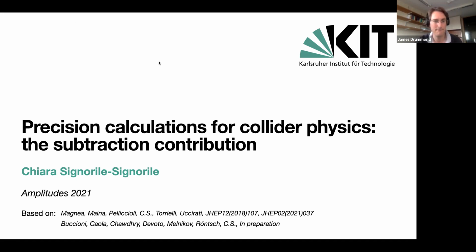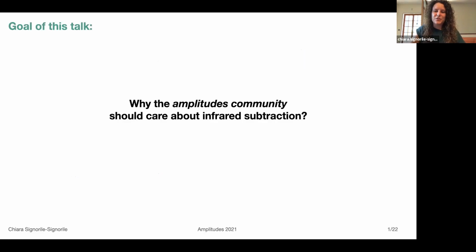Thank you very much for the nice introduction, and I would like to thank the organizers for giving me this amazing opportunity to talk a little bit about subtraction schemes and their contribution to precision calculations for collider physics. So in the next 20 minutes, I will try to answer the question why the Amplitudes community should care about infrared subtraction. I know it is a bit of an unusual topic for Amplitudes, but I still think there are some interesting aspects to discuss.